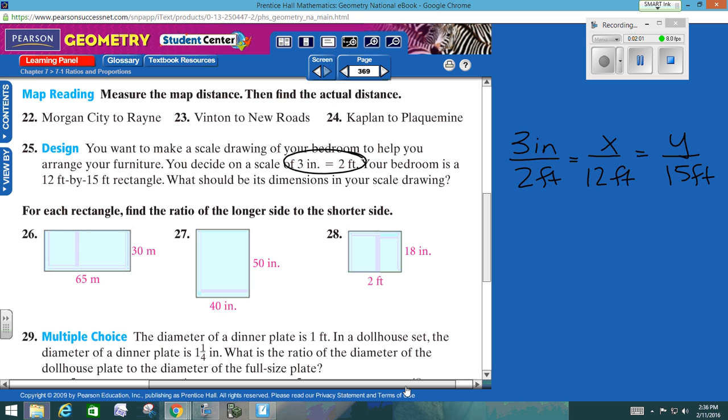26, find the ratio of the longer side to the shorter side. So when you reduce that, you should get 13 to 6. 27, 5 to 4, and 28 should be 4 to 3. From the longer side to the shorter side. So this side is longer than this one. So you would write 65 over 30, and then just reduce that by 5. And 28, this is 2 feet. So we have to make sure we put them in the same unit of measure, which would make that 24 inches. So then your longer side to your shorter side would be 24 over 18. Reduced by 6, and then you get 4 to 3 as your final answer.